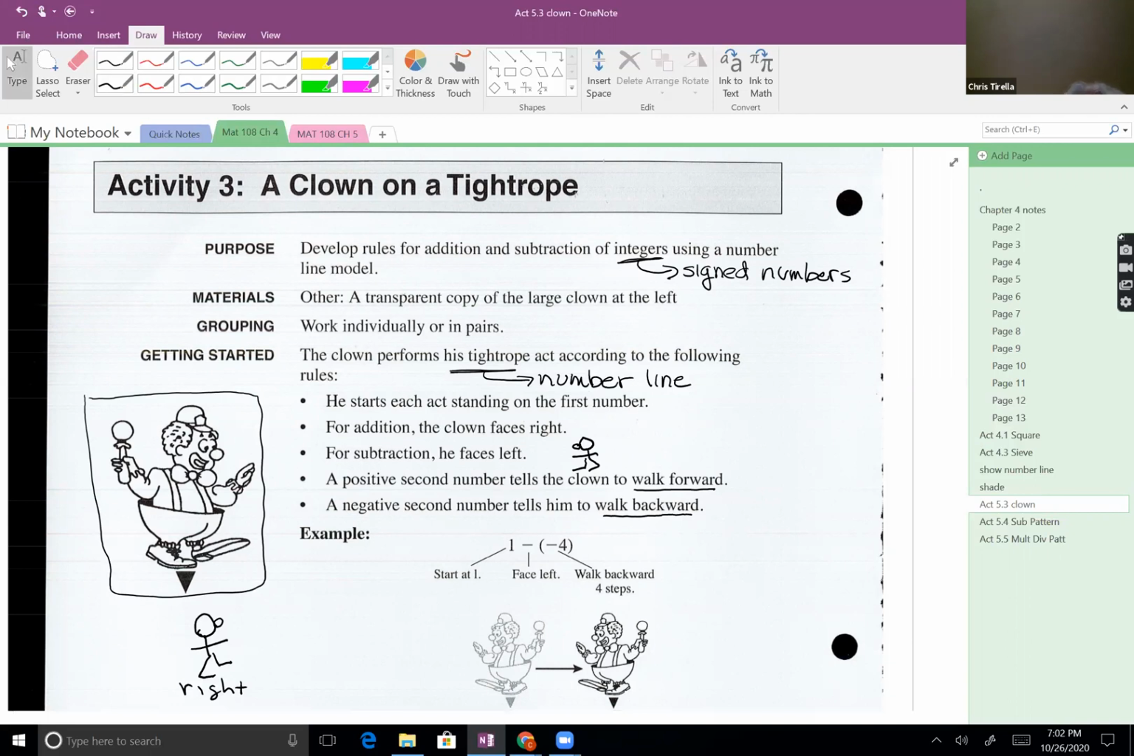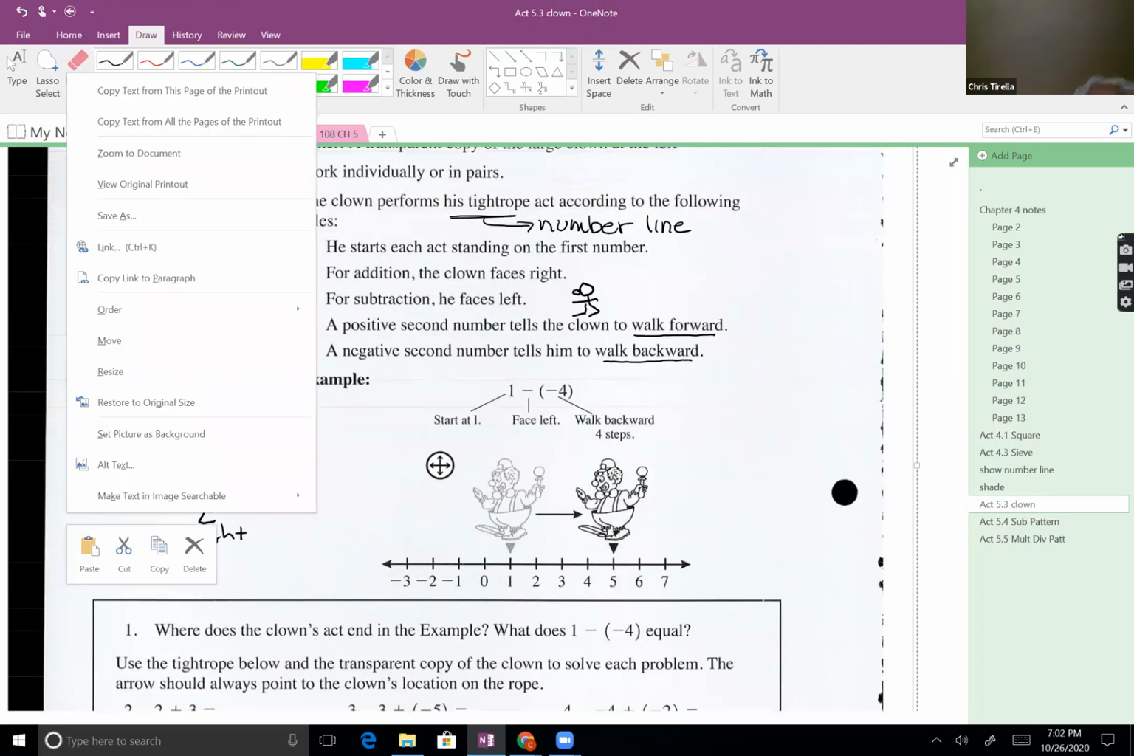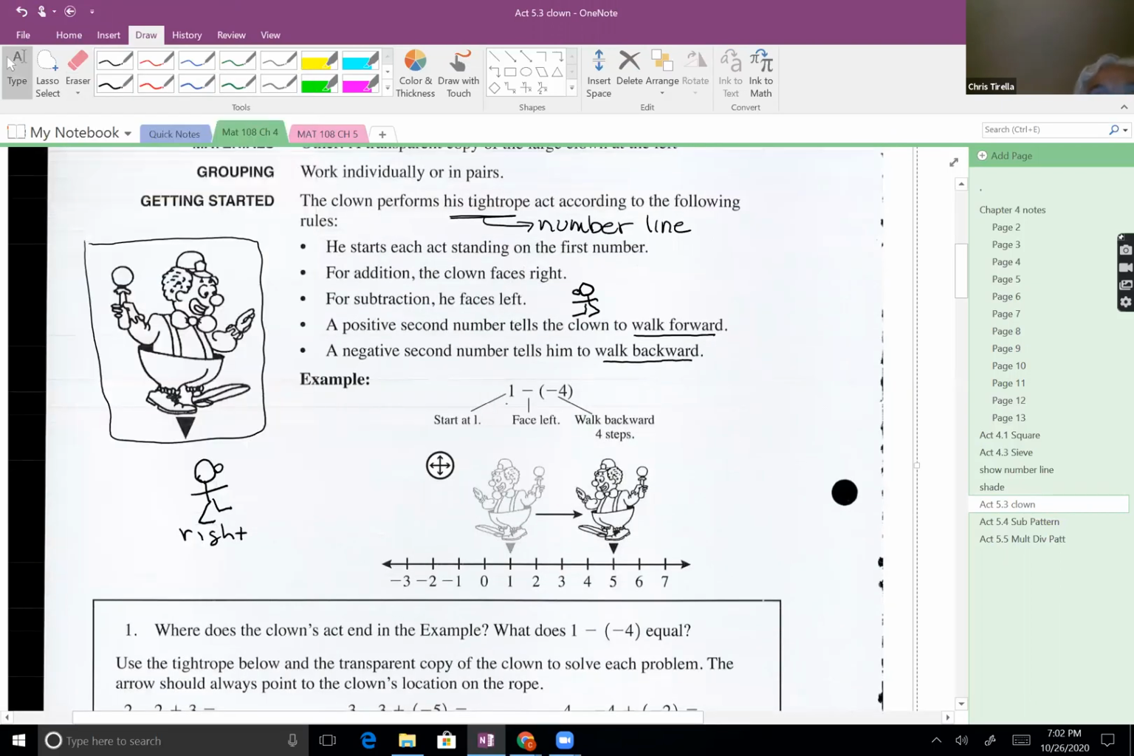And so let's look at this example. I want to see what happens if I take 1 minus -4. So he starts at the number 1. Because it's subtracting, he's facing to the left. And because it's negative, he goes back 4. And it takes him to the number 5. So what does 1 minus -4 equal? 5.